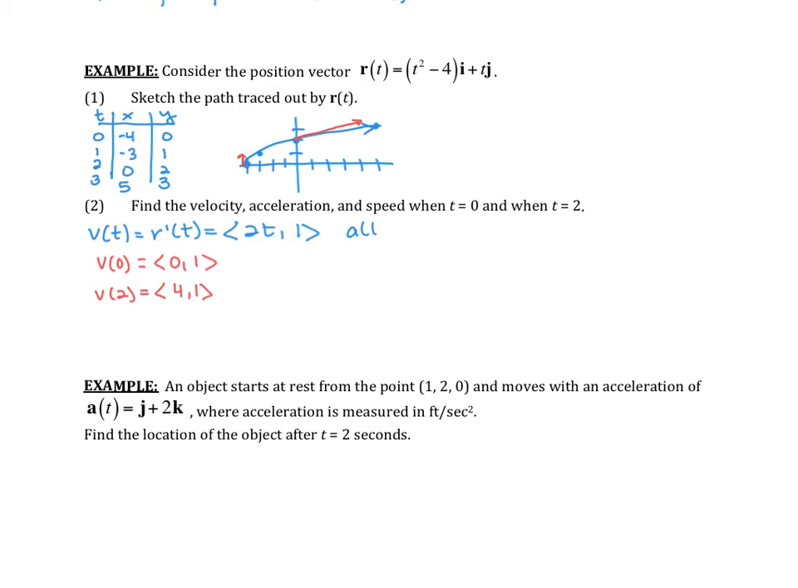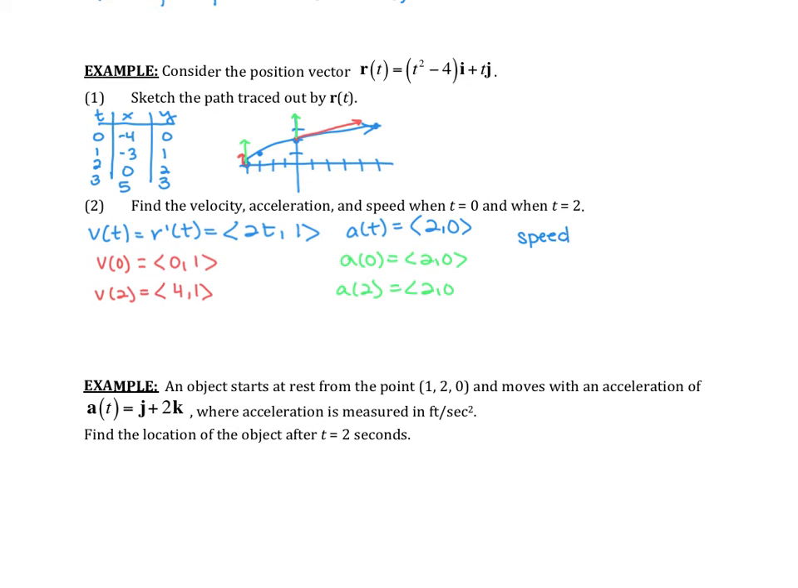Let's do a of t, which is r double prime of t, which would give us (2, 0). So really, it doesn't matter what our acceleration is. At 0, it's the vector (2, 0). At 2, it's the vector (2, 0). So this acceleration looks like that.